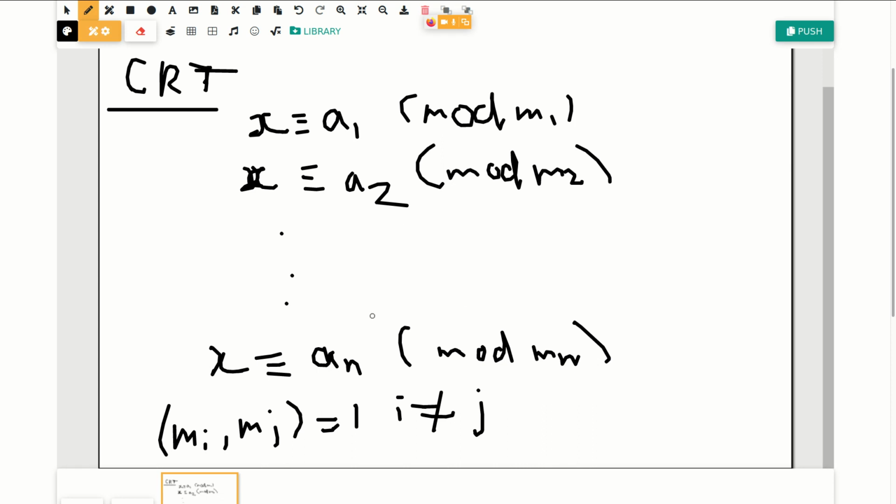Alright, and what CRT says is that there always exists a unique solution to x under modulo capital M, where capital M is the product of all these mi's. I'll repeat again. So you have n congruences under different mi's, and these mi's are pairwise coprime, and CRT says that under modulo capital M, which is the product of all these mi's, x has a unique solution under it. Alright, now what is this unique solution actually?